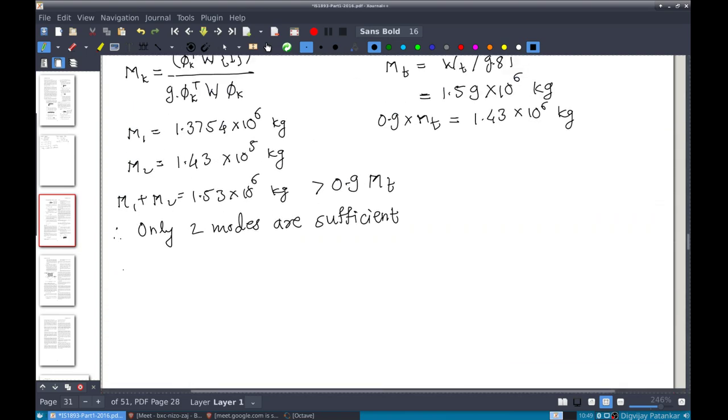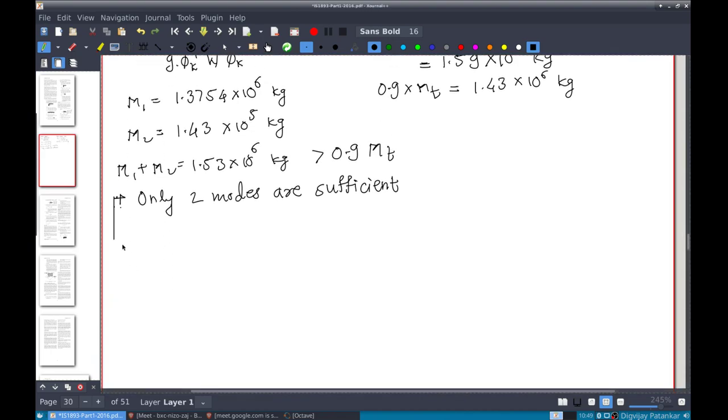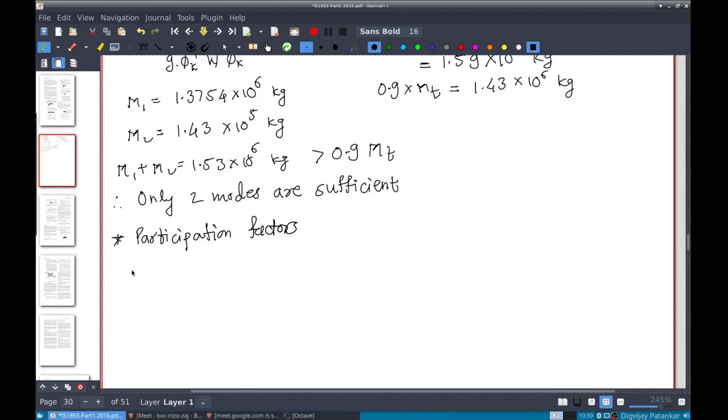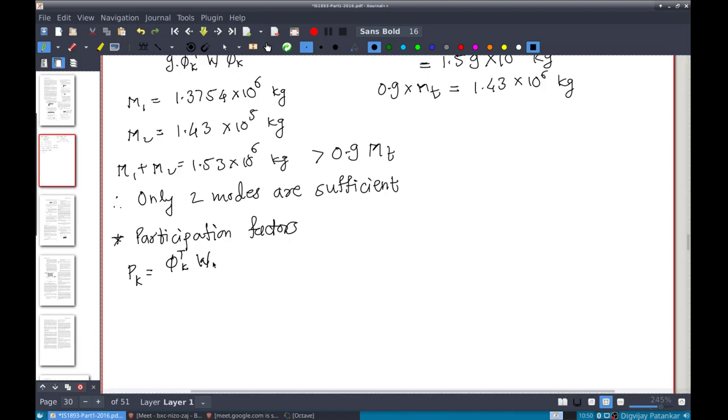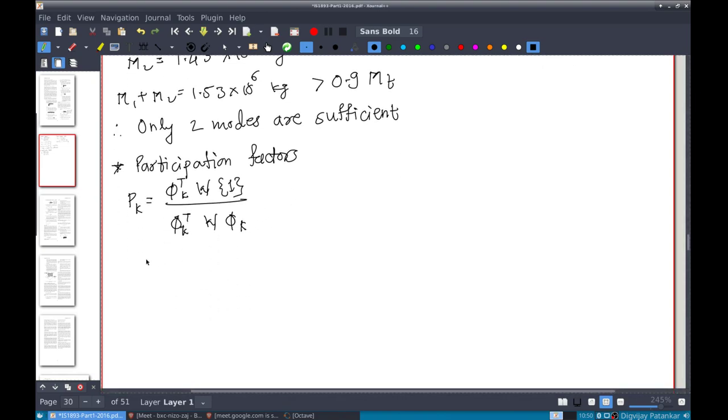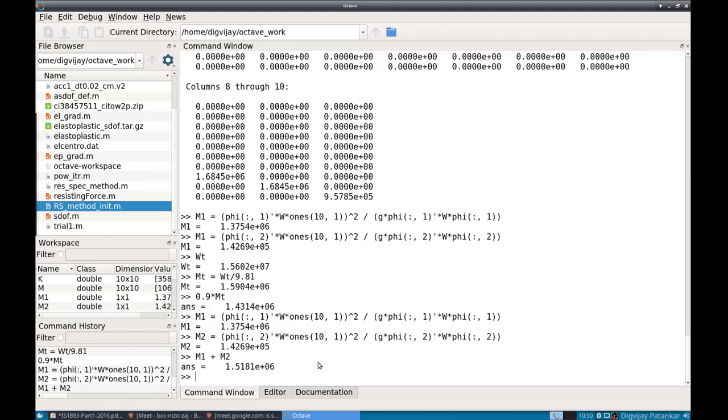So participation factors: Pk is equal to phi k transpose W 1 divided by phi k transpose W phi k. Therefore, P1 is equal to, can you tell me, has anybody found out P1?